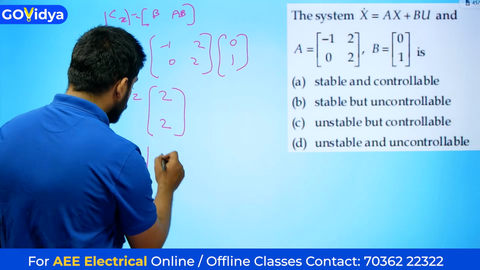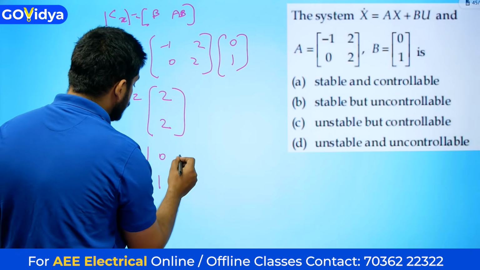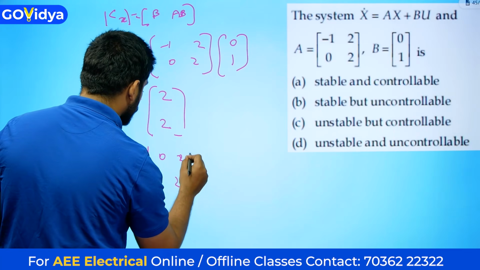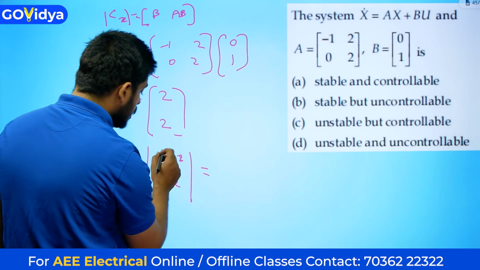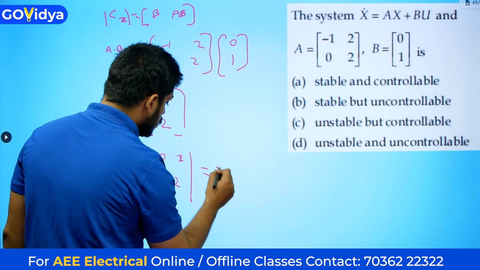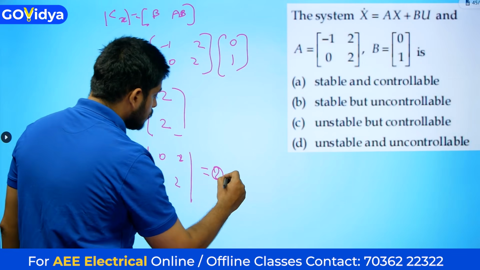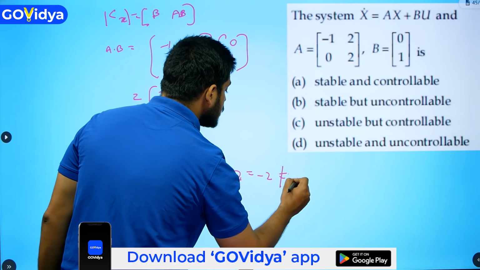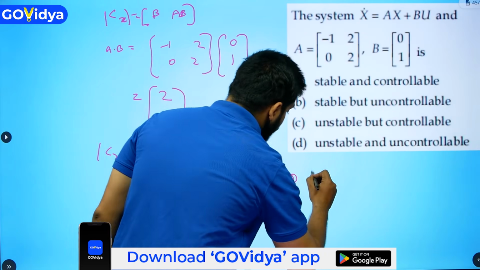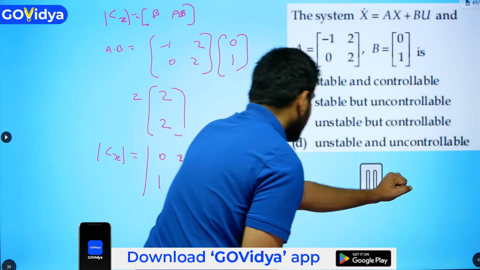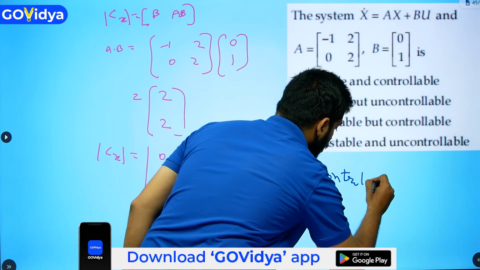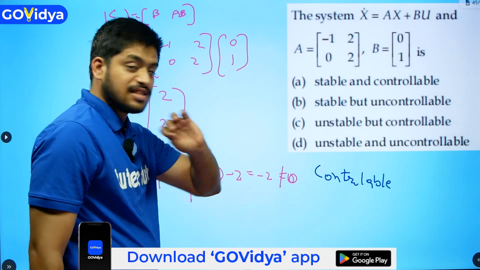Putting it in the controllability matrix, we will get the mod of, what is the value of B? 0 and 1. What is the value of AB? 2 comma 2. Sorry, this is a determinant, so we are putting it like this. Taking the determinant, 0 into 2 is 0 and 1 into 2 is 2, so the difference is minus 2. We are going to get minus 2, which is not equal to 0. So the system is controllable.